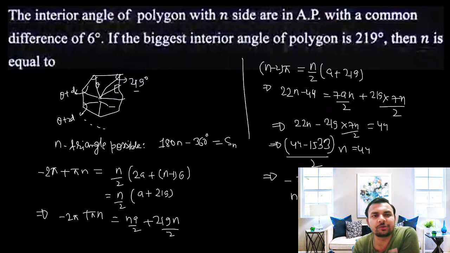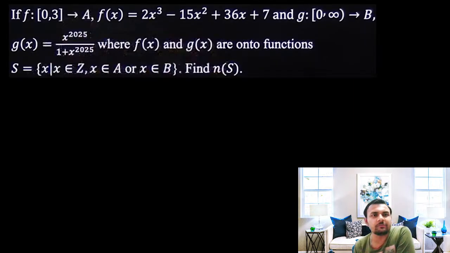Okay, we'll come to this question. Let's move ahead. If f(x) is from 0 to 3, f(x) equal to this thing, g(x) is from 0 to b, g(x) is this thing, and f(x) and g(x) are onto functions, then x belongs to Z, x belongs to A, x belongs to B. Z means integer.